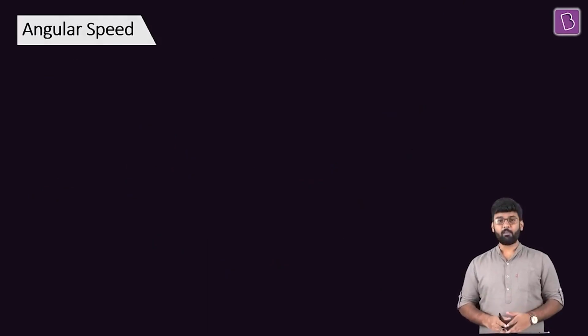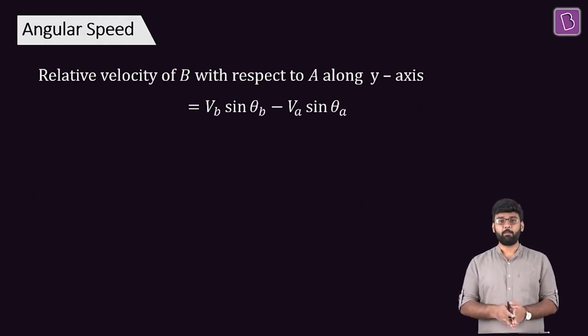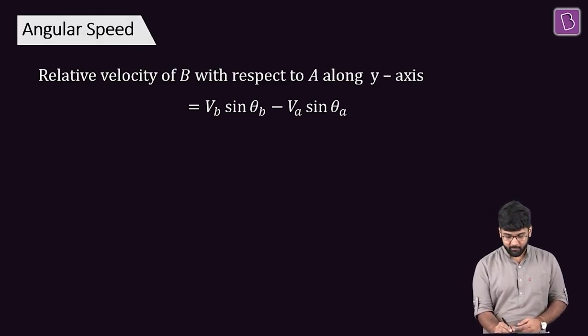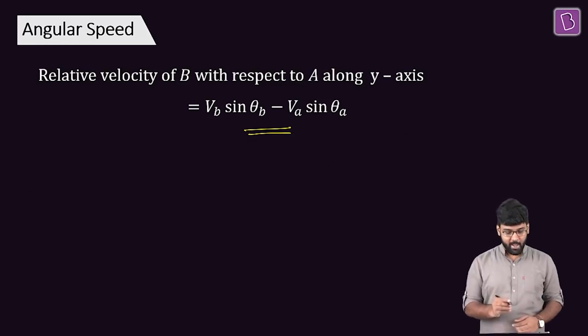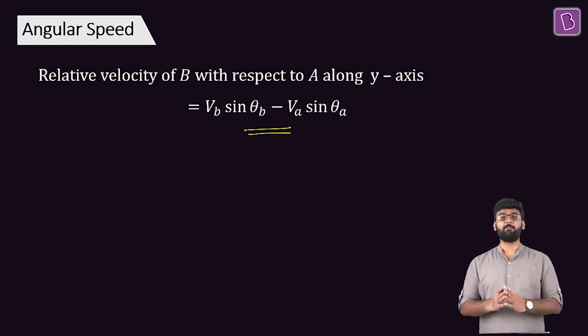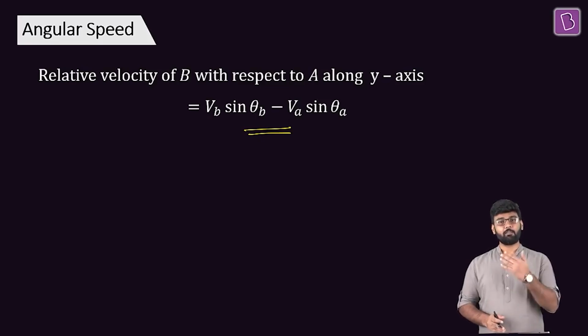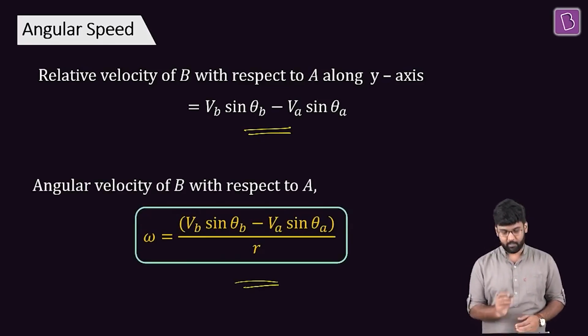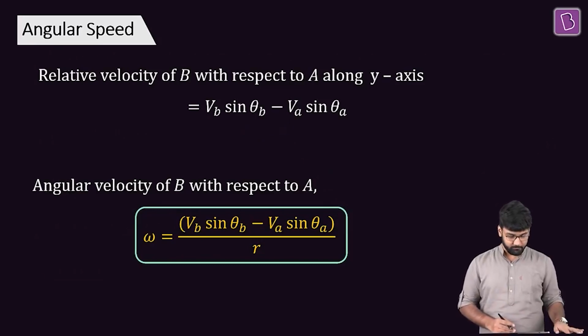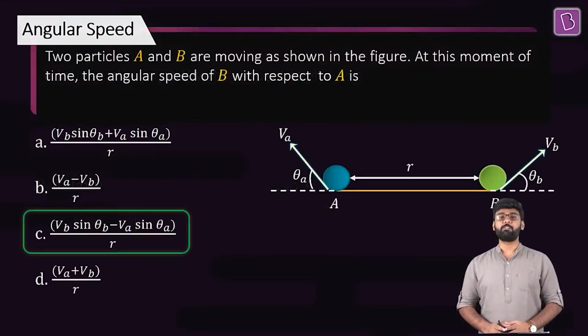So when we subtract the velocities of A and B in the y direction, we get the velocity of B with respect to A in the y-axis as VB sin theta B minus VA sin theta A. And now to find omega, we can use the formula: relative velocity divided by the distance between the two points. And from that, we get omega as this value. Now let's check the options. Here you can see option C comes out to be correct for this question.